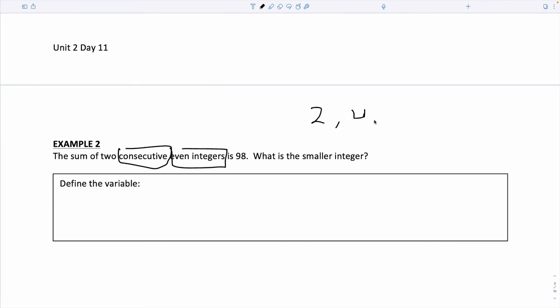Write it here. If I have consecutive even integers, I'm looking at that, and how much do I add to get from 2 to 4? I add 2. And what about 4 to 6? 2. And if I repeated that, 2 to 8, 2 more to 10, 2 to 12. Cool. So I'm adding 2 here. Keep that in your back pocket. x is equal to the smaller number still.